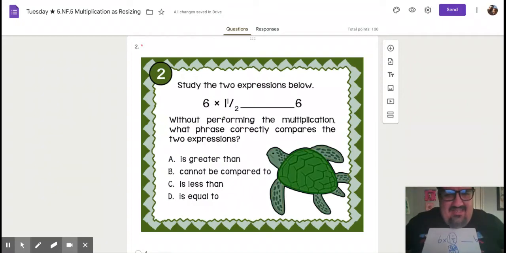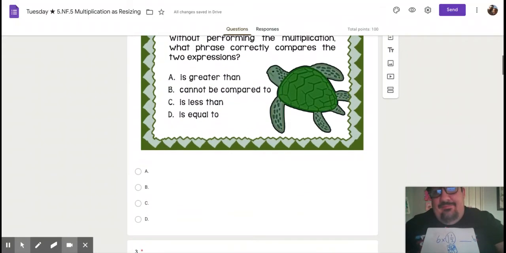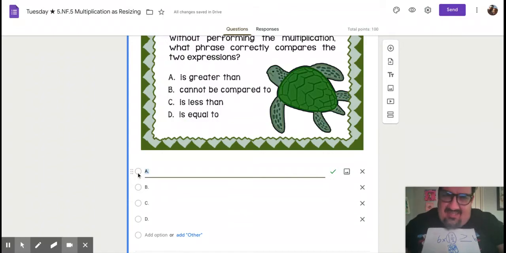And what's this B? Cannot be compared to. Did Mr. Morrison, Ms. Dyer, Miss Mo, or Miss Stoll tell you that? No, we didn't teach you that. So the answer is going to be greater than, because again, this answer is larger than 1. So is it A? Yes, it is. And great job, guys. You knew it was A.